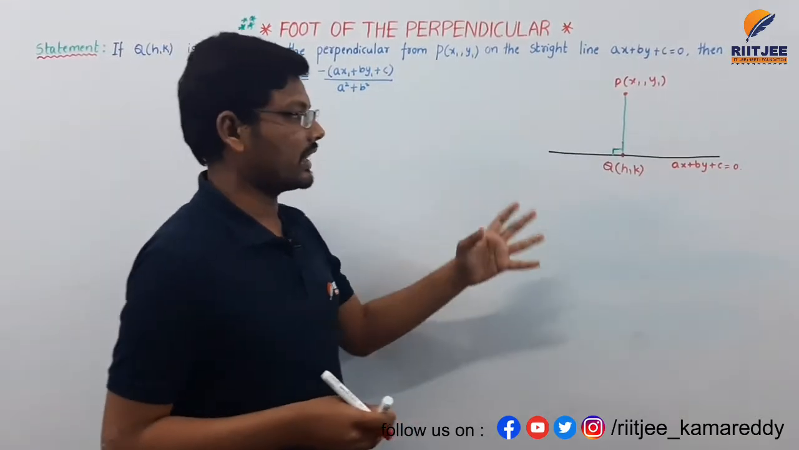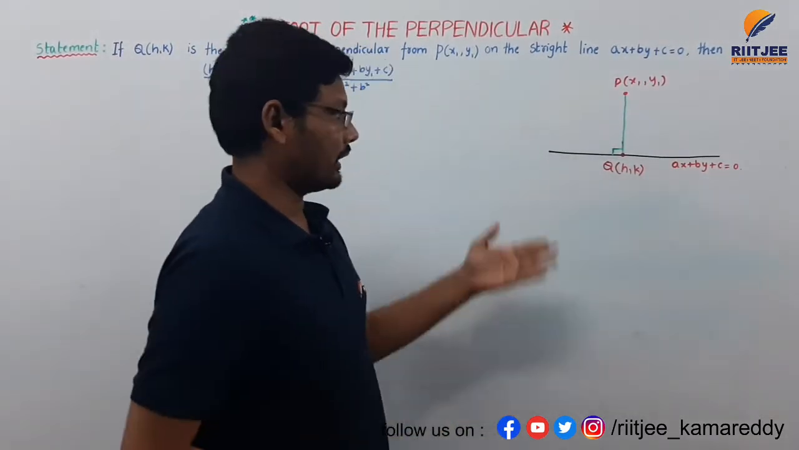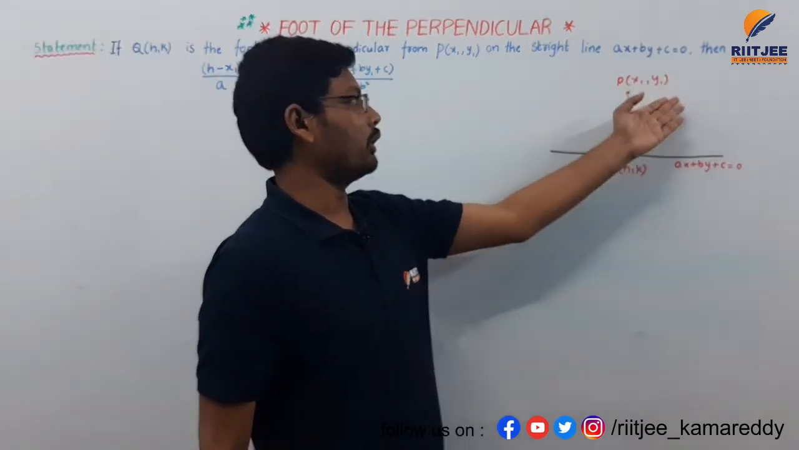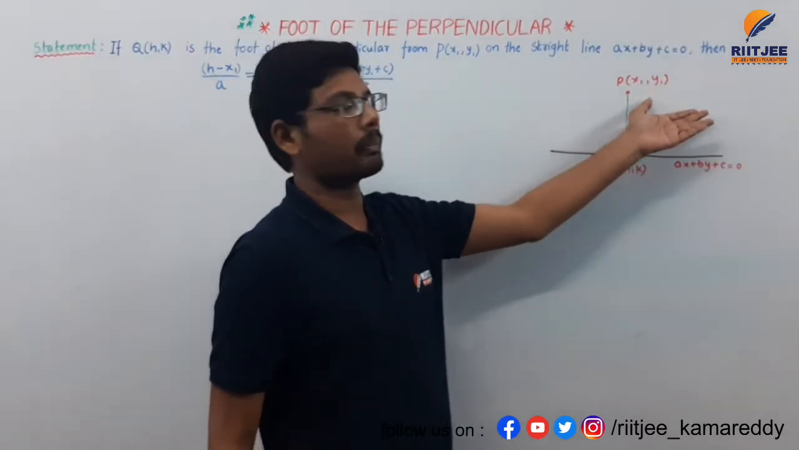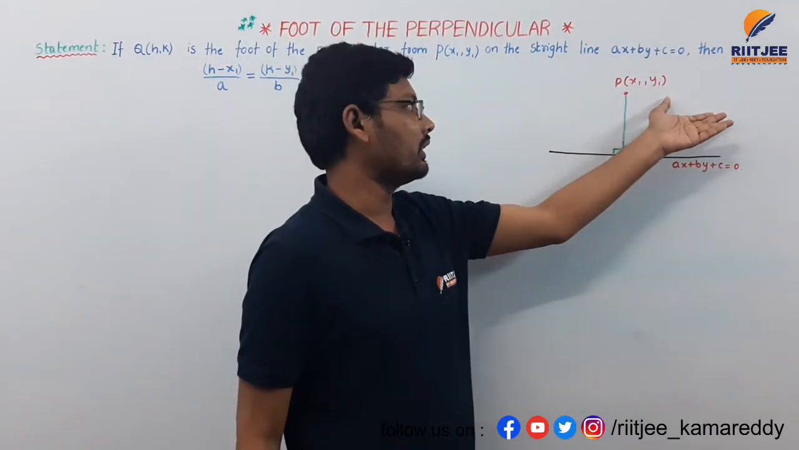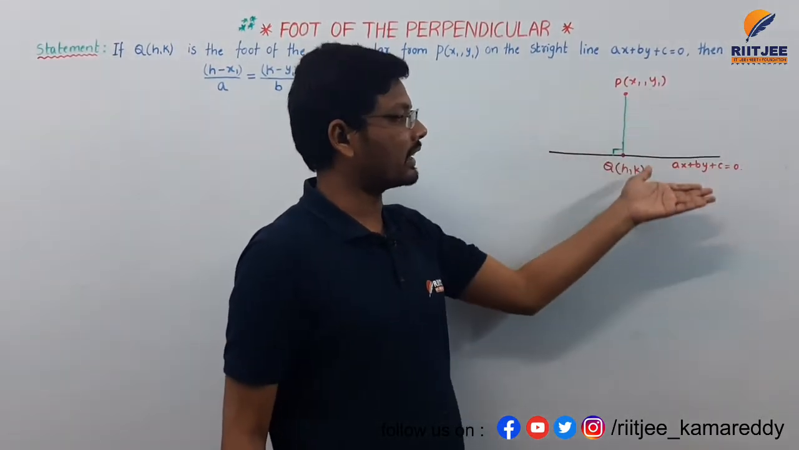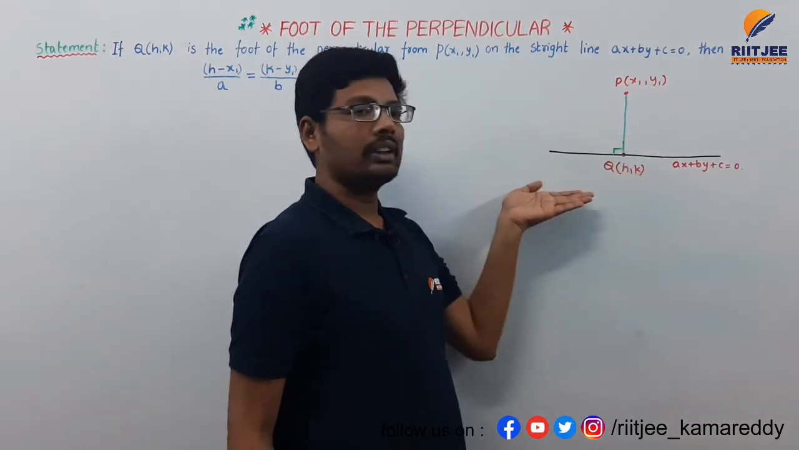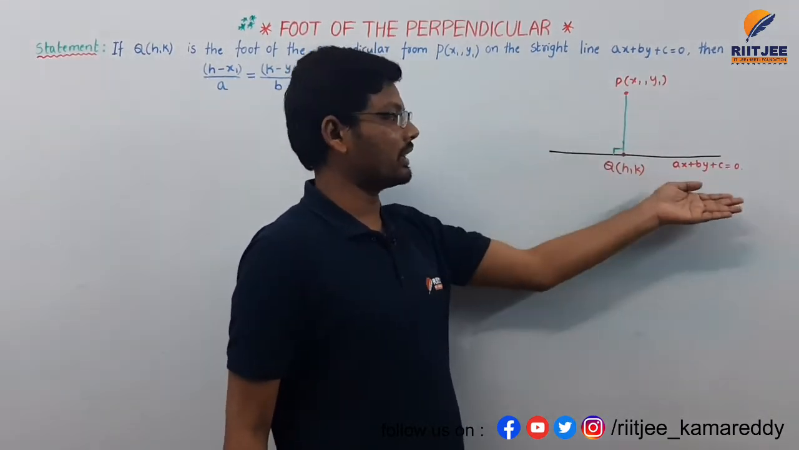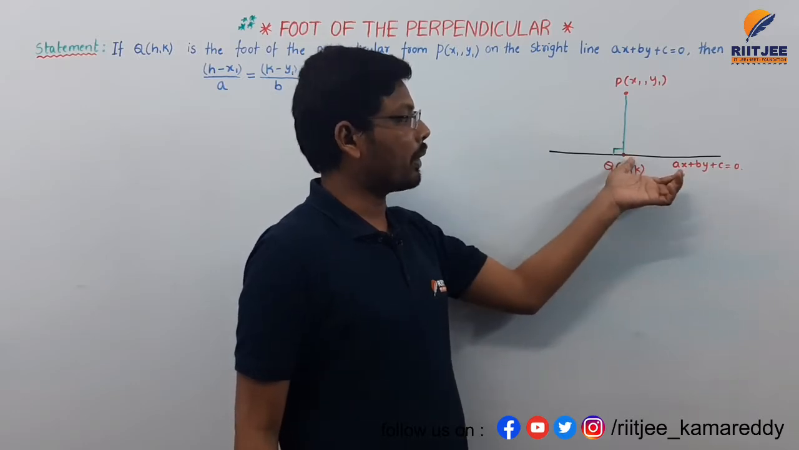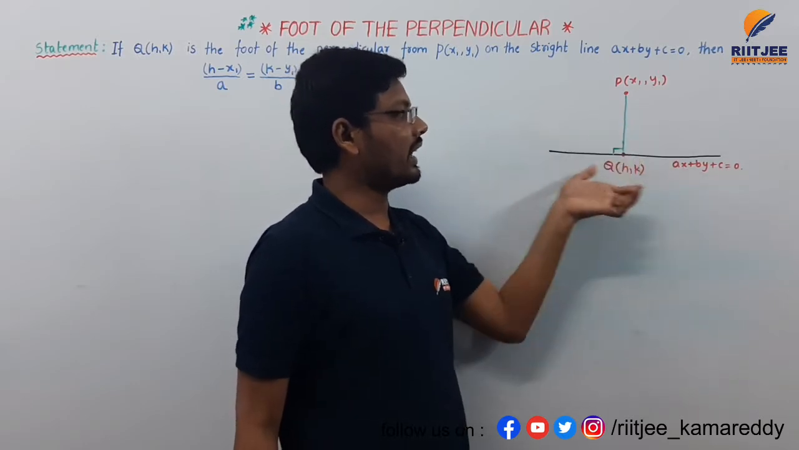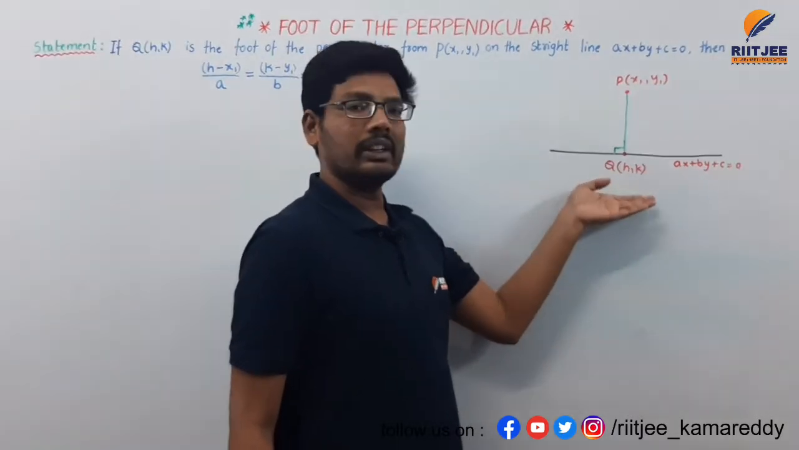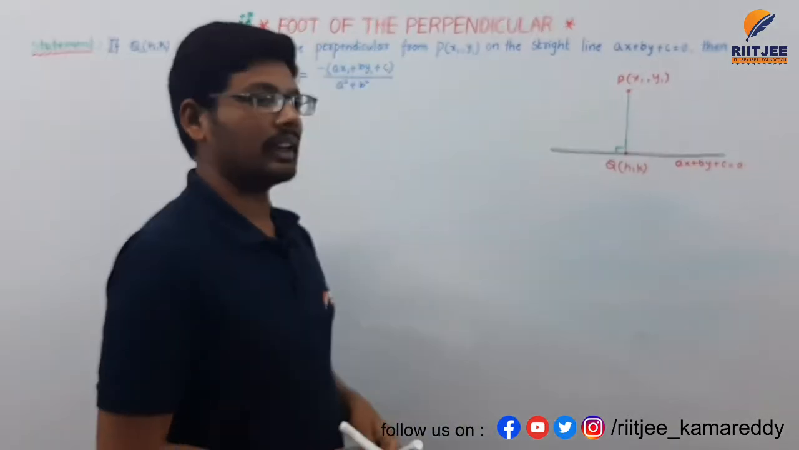First of all, understand the concept here. Simply I am taking a line ax plus by plus c is equal to 0, and above the line I am taking one point P of x1 comma y1. From that point I am drawing a perpendicular line to the line ax plus by plus c is equal to 0. The intersecting point of this perpendicular and the given line is Q of h comma k, the foot of the perpendicular here.